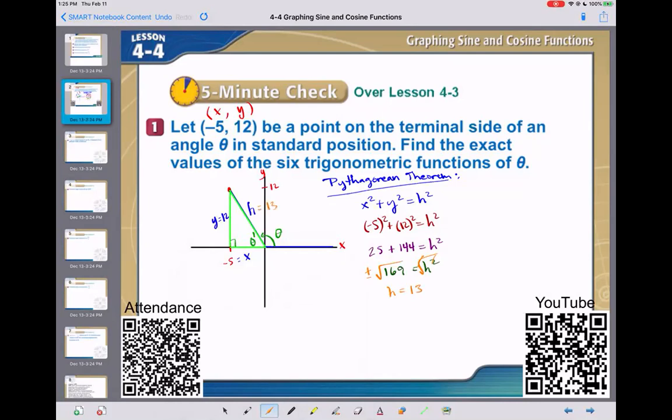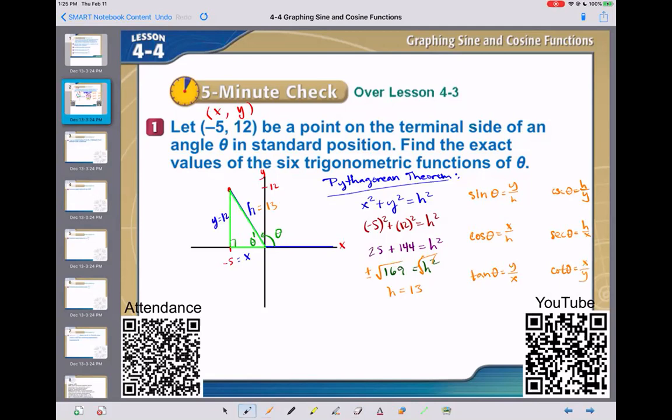So now that we know that value, we could find our trig functions like the problem asks us to do. Sine will be y over h. Cosine will be x over h. Tangent will be y over x. Cosecant is h over y. Secant is h over x. And finally, cotangent is, whoops, not h. It will be x over y.